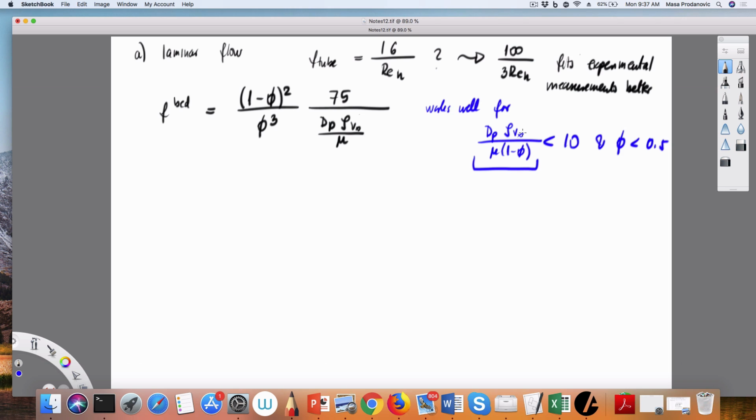Just a little confused. So you defined the friction factor of a bed and the friction factor of a tube, and the 16 over Reynolds number never works, or it just doesn't work in a SpherePack? Doesn't work in a SpherePack.